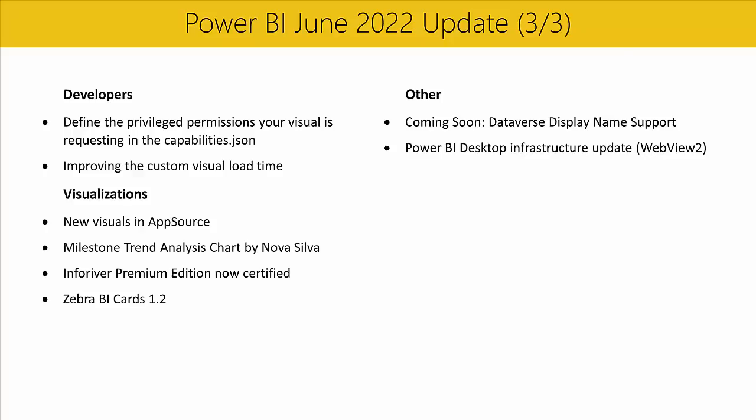Next, we have some exciting new updates for you in the visualization section. New visuals available for you on AppSource this month include the Mapbox custom visual by Mapbox, the SCVation Flow basic visual by SCVation, the To Writeback visual by 2bit, and the Easy SPC visual by BCN Group. Updated visuals include the Milestone Trend Analysis chart by Nova Silva, the Inforiver Premium Edition, which is now certified, and Zebra BI Cards 1.2 by Zebra BI.